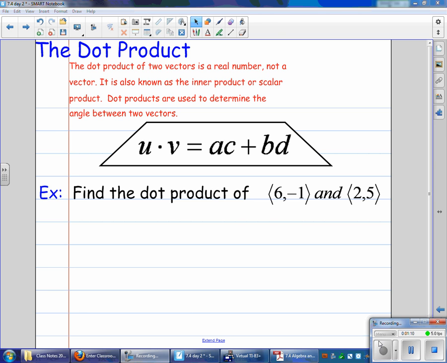So the dot product is very easy to find. If we want to find the dot product of these two position vectors, <6, -1> and <2, 5>, we are going to follow a little formula here, but this is read u dot v. U is the first vector, v is the second vector. The little dot there doesn't really mean multiply, but we read it as dot. So u dot v is equal to a times c plus b times d.